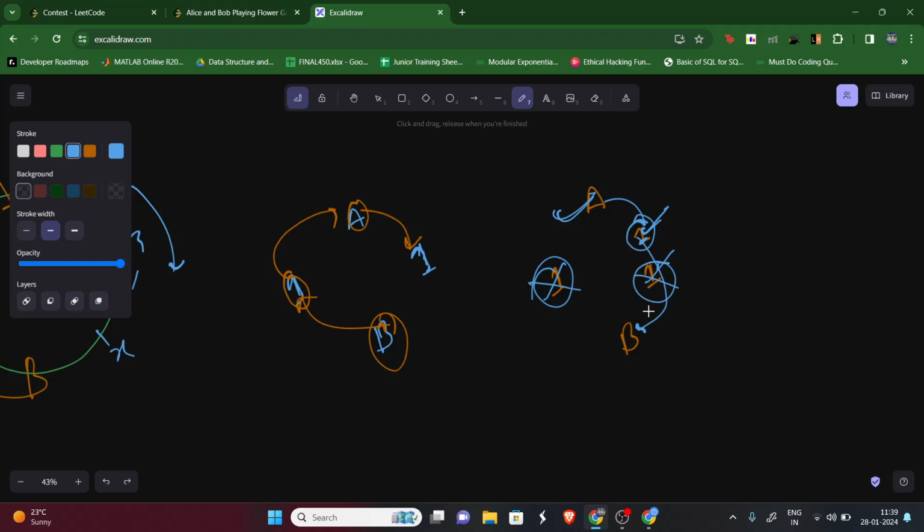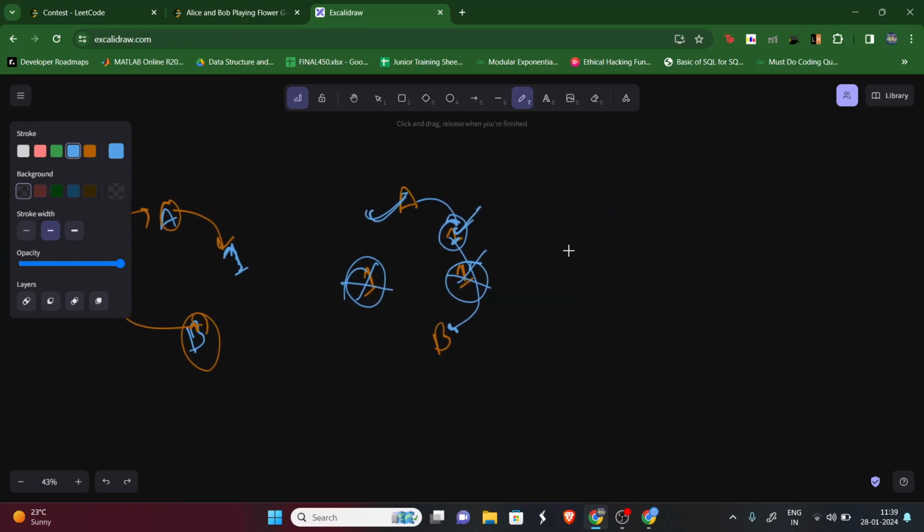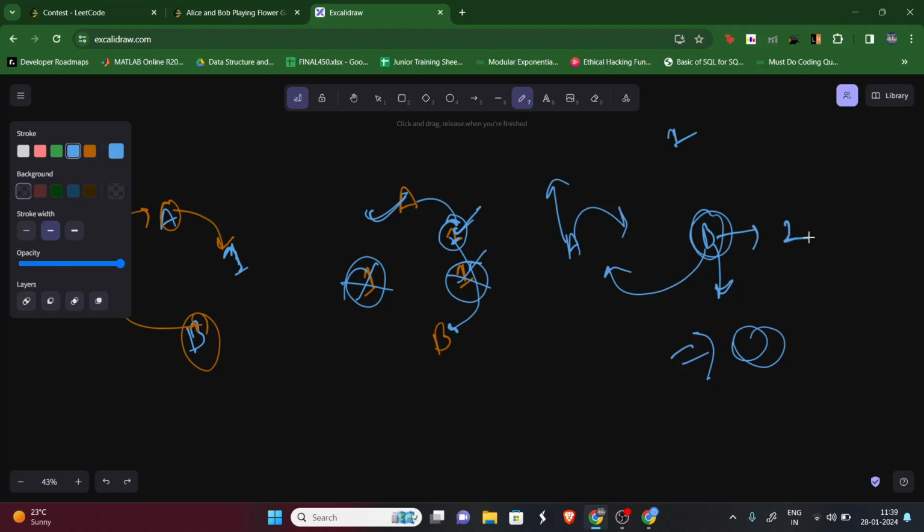an odd number of flowers. Why? Because if there is an even number of flowers, what will happen? Alice will choose one, then Bob will choose one. Then see, if there were an even number of flowers, when Bob chooses, at the end there will be no flowers if the total number of flowers is even. But if the total number of flowers is odd, it will always happen that first Alice will choose, that means flowers were one. Then again if Bob is choosing, then the total number of flowers is two. Then again if Alice is choosing, then the total number of flowers is three.